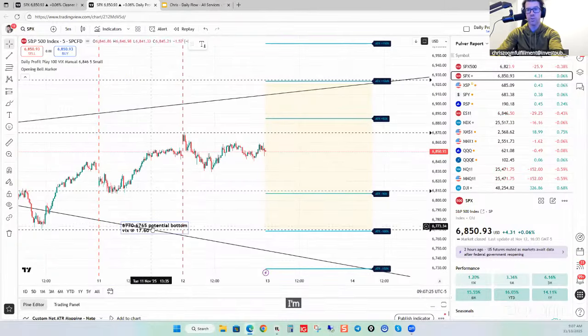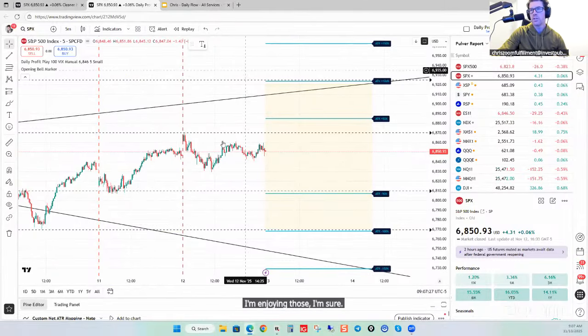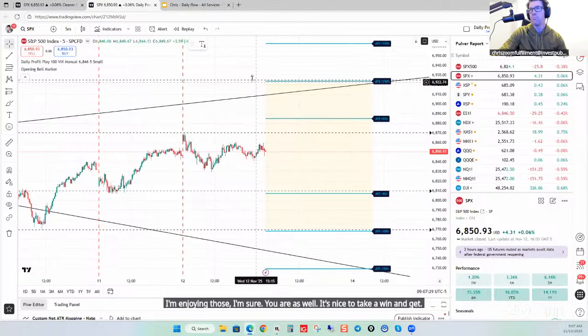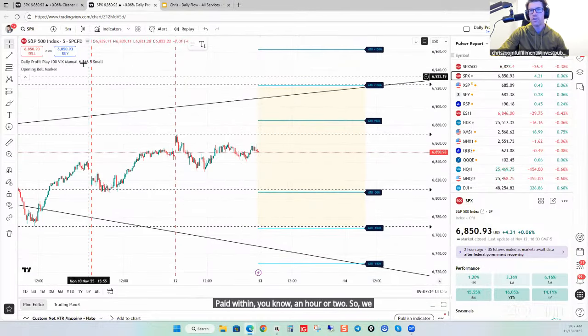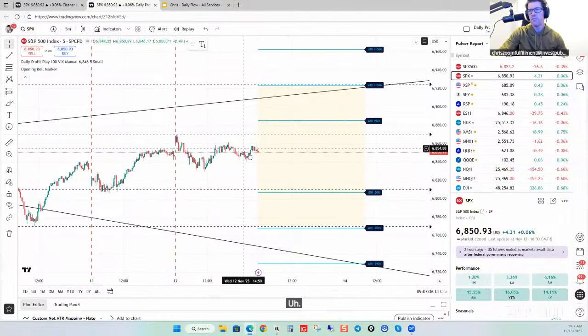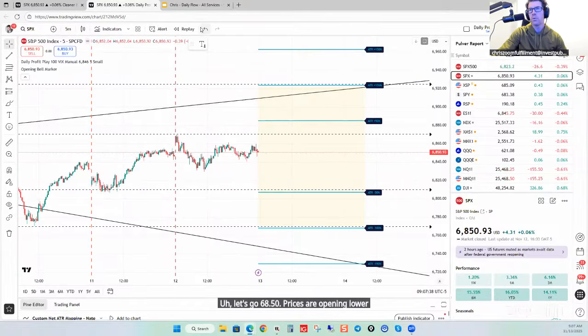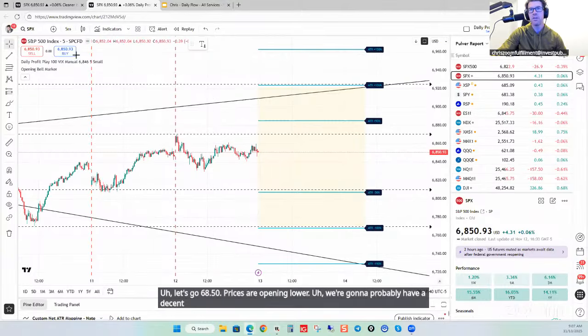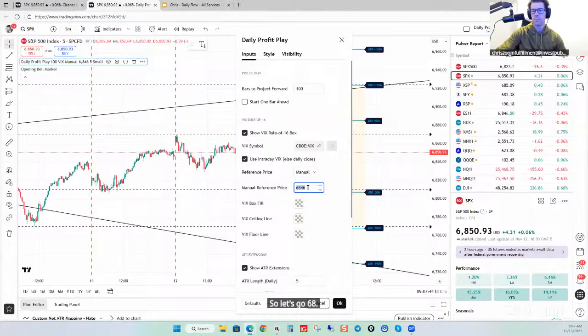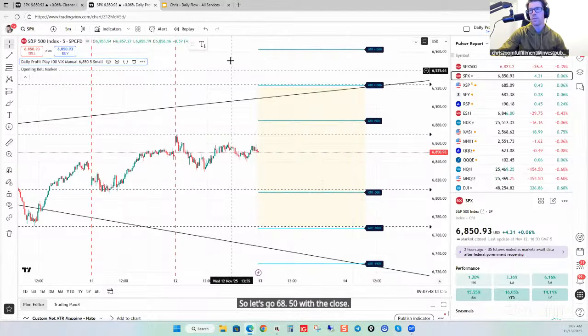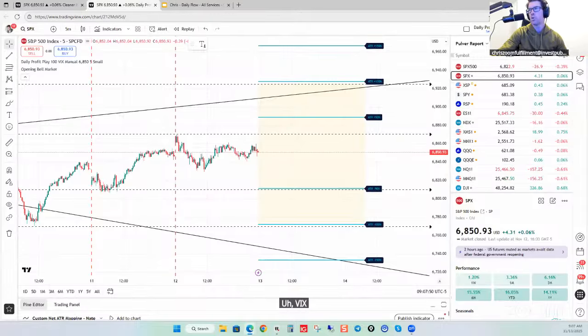I'm enjoying those. I'm sure you are as well. It's nice to take a win and get paid within an hour or two. So we will refresh. Let's go 68.50. Prices are opening lower. We're going to probably have a decent sized gap today. So let's go 68.50 with the close. VIX is up towards 18 this morning.